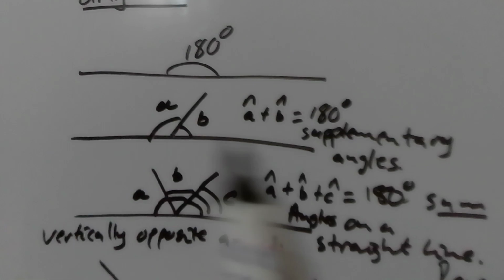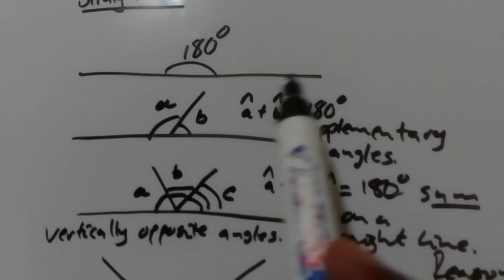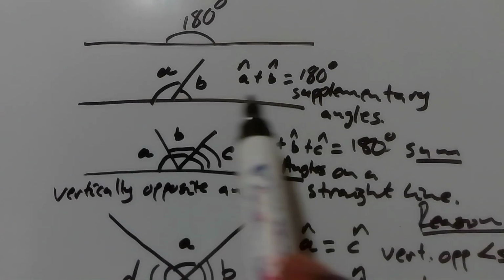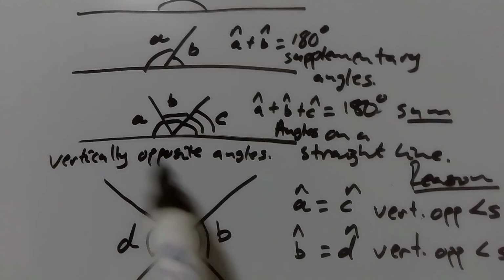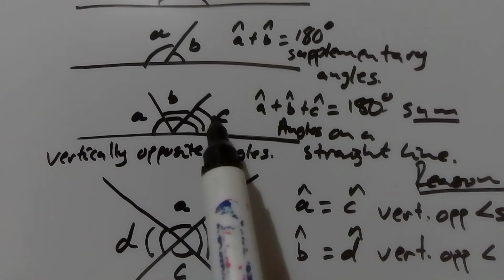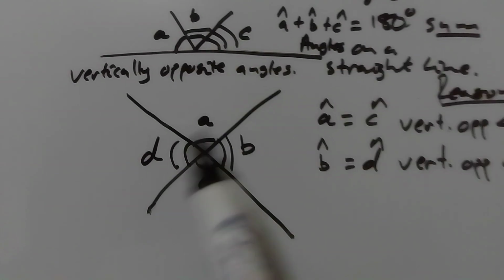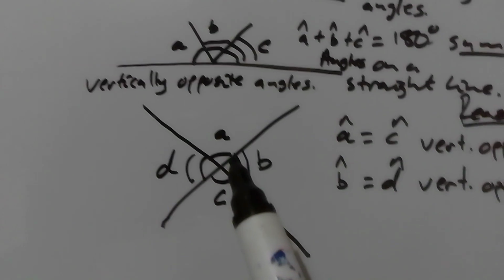So far, what have we learned? We've learned that on a straight line we've got 180 degrees. We've learned that here we've got supplementary angles. We've learned that here we've got angles on a straight line. And here we have learned the fact that we've got vertically opposite angles. From there, we are now going to teach you about what?